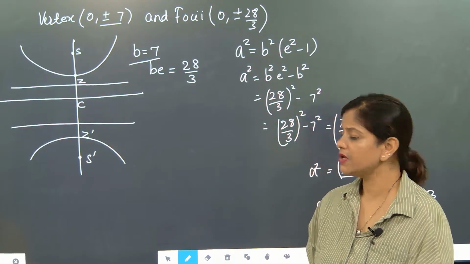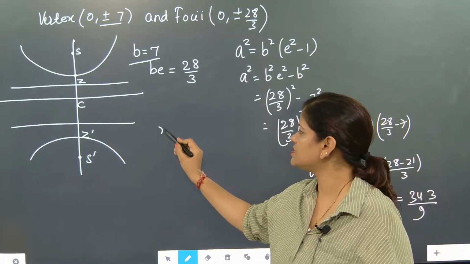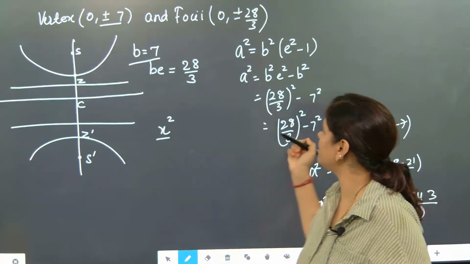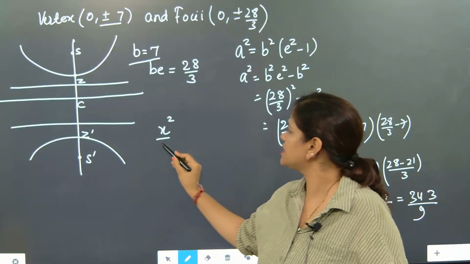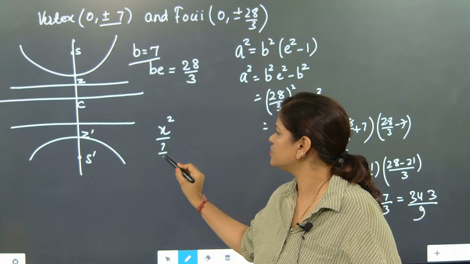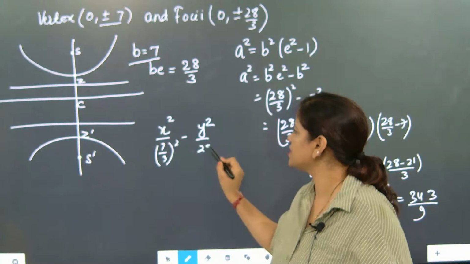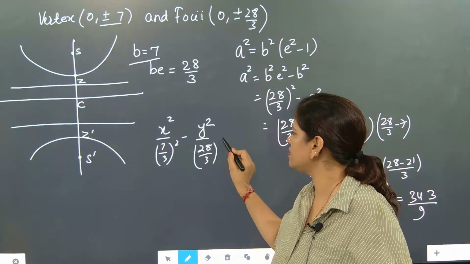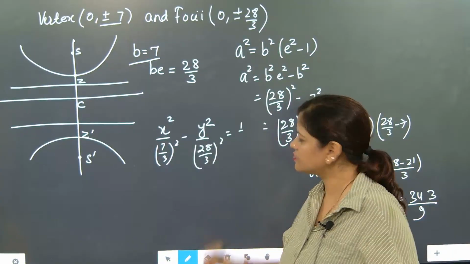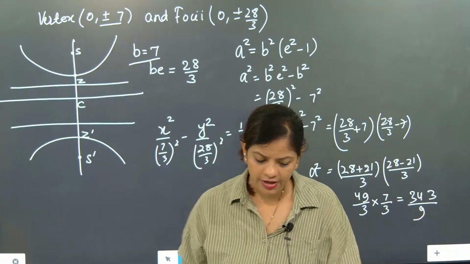Understood or not? So here the b section will be more. I'm just writing the general statement. A will be what? A is coming as 7 square. So (7 by 3) whole square minus y square by (28 by 3) whole square equal to 1. So this will become the equation of the hyperbola.